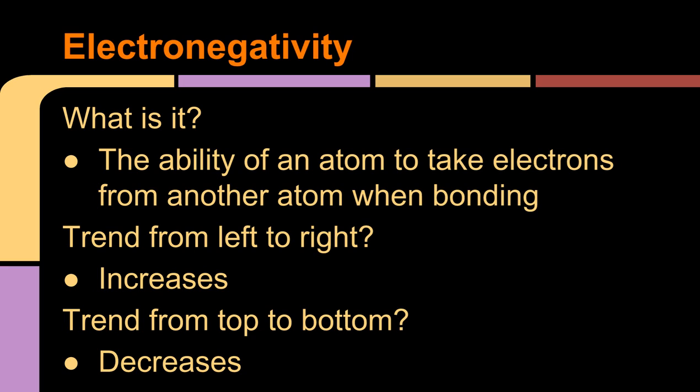When we look from the top to the bottom of the periodic table, the trend is going to decrease, which means elements towards the bottom of the periodic table have less of an ability to take an electron from another atom when they're bonding together.